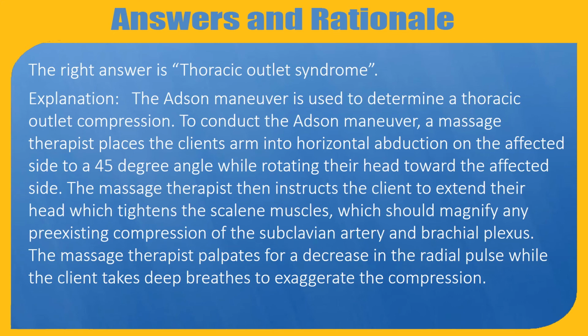To conduct the Adson maneuver, a massage therapist places the client's arm into horizontal abduction on the affected side to a 45-degree angle while rotating their head toward the affected side. The massage therapist then instructs the client to extend their head, which tightens the scalene muscles, which should magnify any pre-existing compression of the subclavian artery and brachial plexus. The massage therapist palpates for a decrease in the radial pulse while the client takes deep breaths to exaggerate the compression.